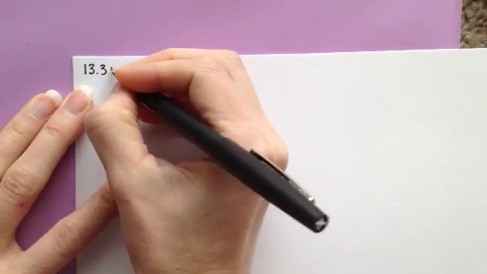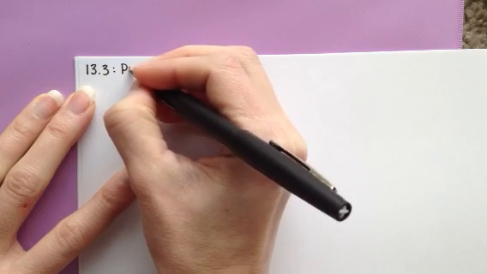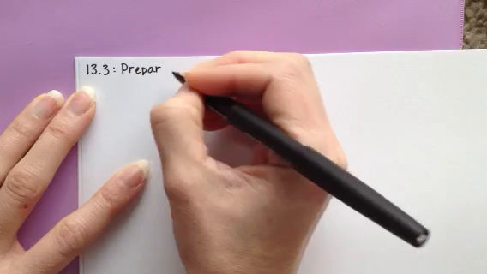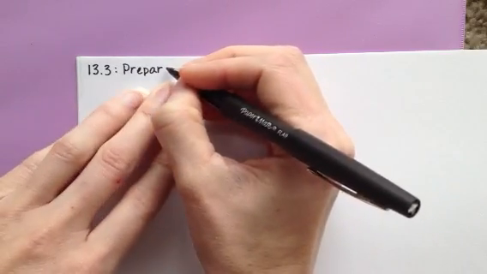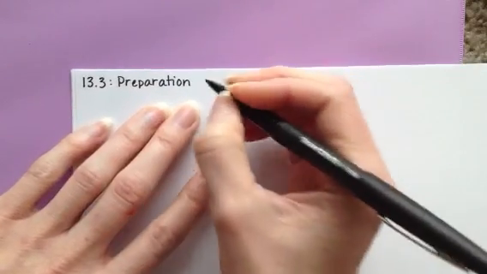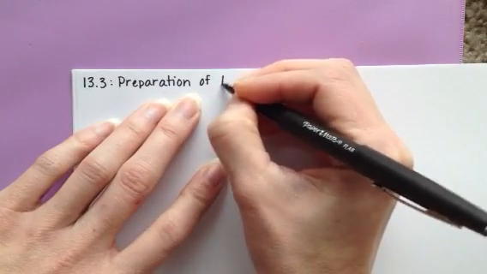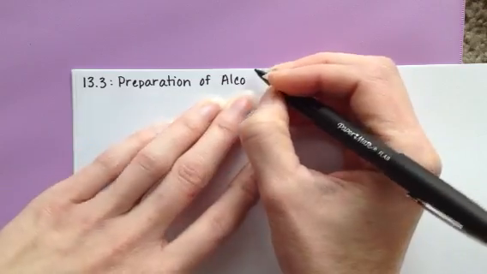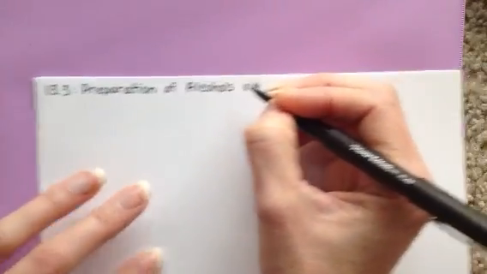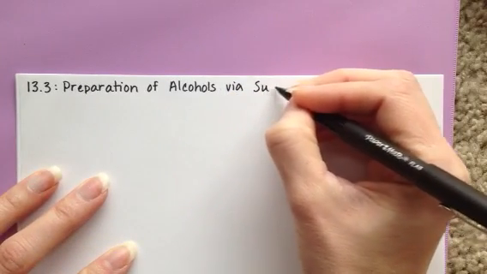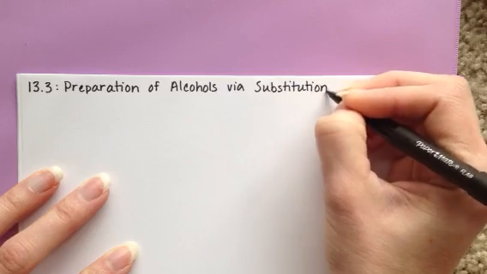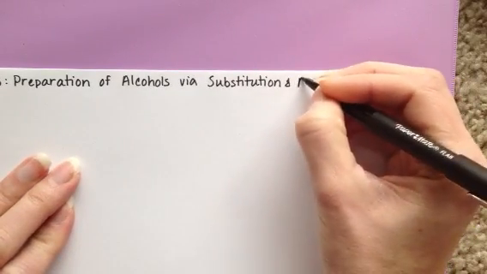Section 13.3 is a review of the techniques that we already know for synthesizing alcohols. Last quarter we learned a few different ways to make alcohols, and we're going to use them again this quarter. So we're going to just review the things that we already know before we learn any of the new techniques. We're going to be reviewing substitution, SN1, SN2, and also a couple addition reactions.